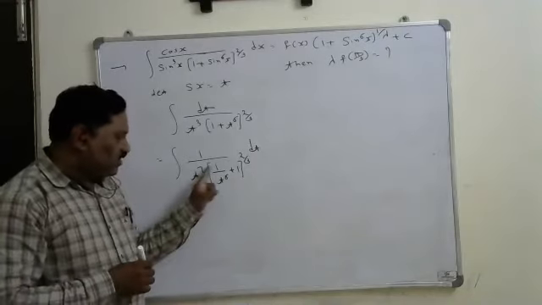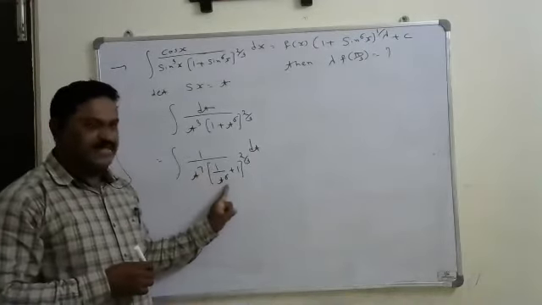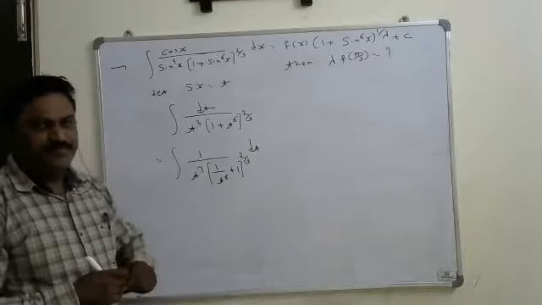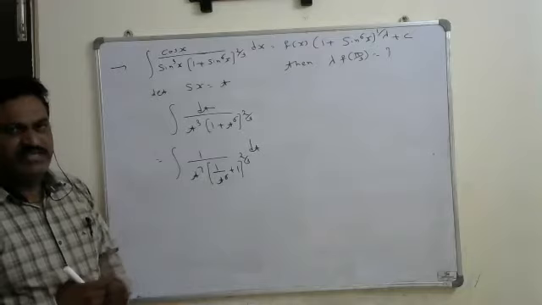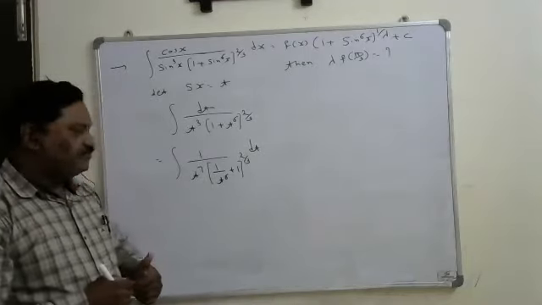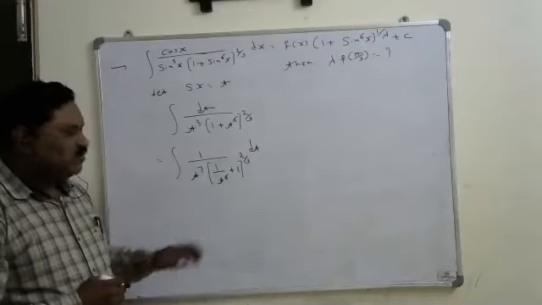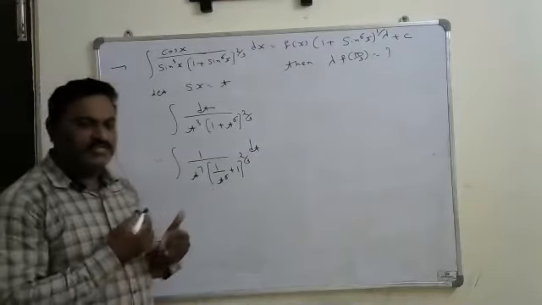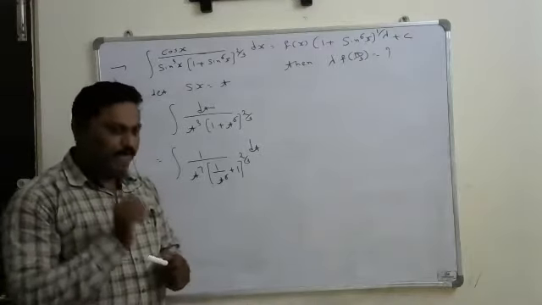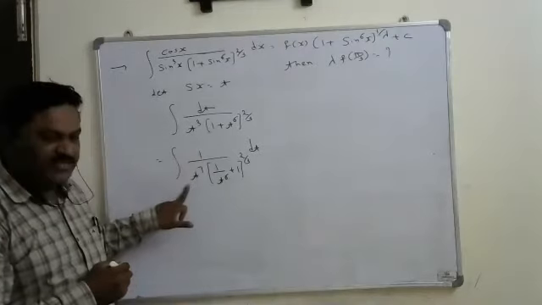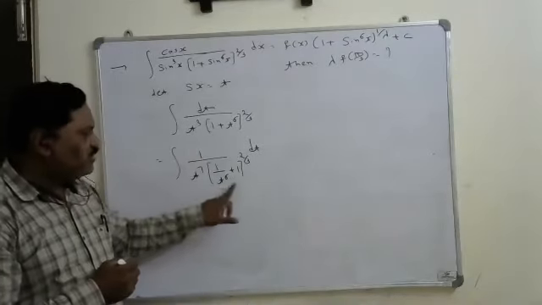Now, there is 1 by t power 6 there. Tell me what is the derivative of 1 upon t power 6? You know the derivative formula for 1 upon an exponent, no? The derivative is minus 6 upon t power 7. So here 1 by t power 7 is there, no? So this will be the derivative of this function.